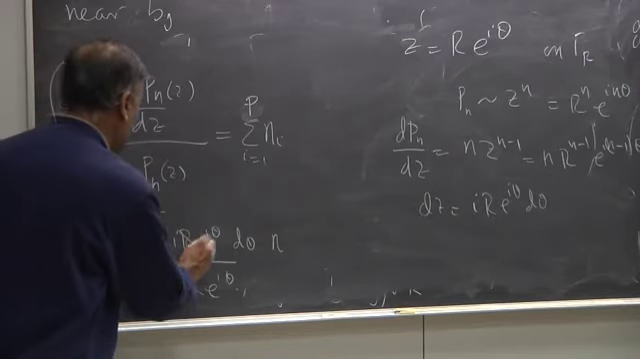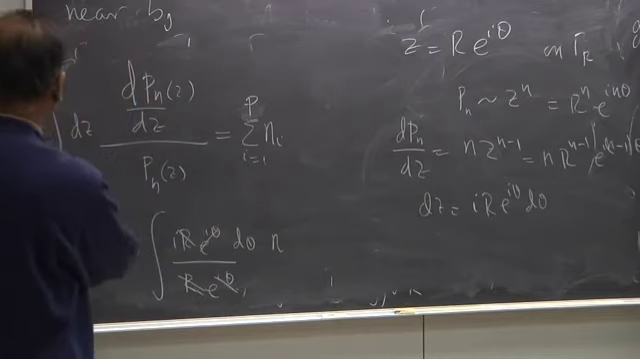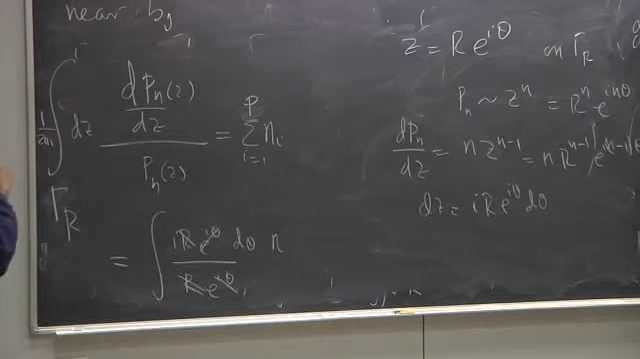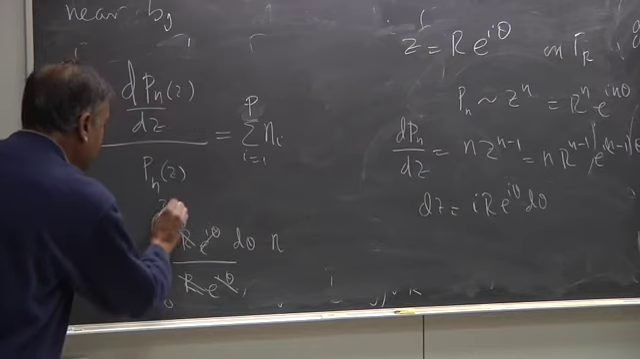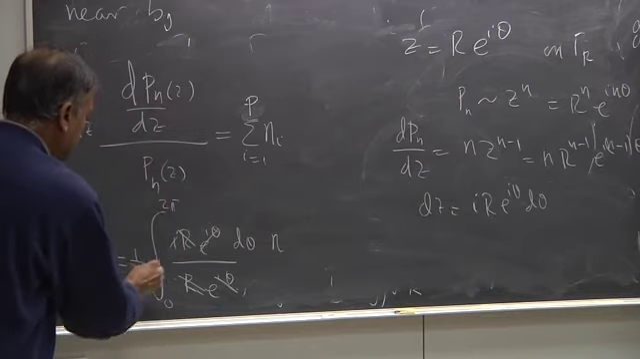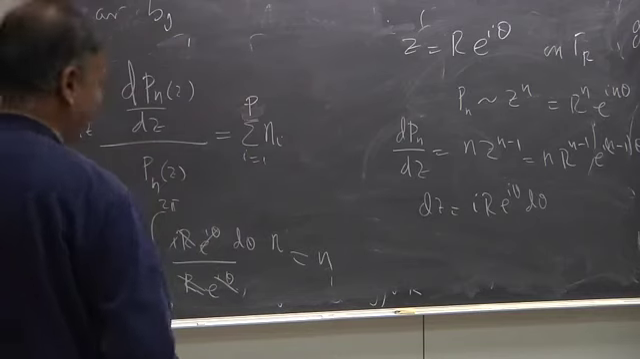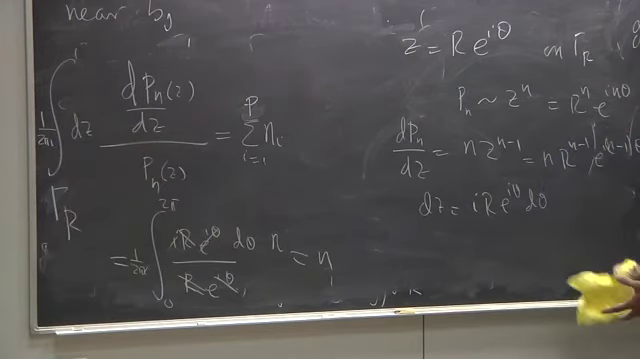So now r cancels. Let me put it: there's a 1 over 2 pi i here in that theorem. So 1 over 2 pi i, and the integral from 0 to 2 pi. So i cancels with that. The integral is simply d theta, so that's just 2 pi. 2 pi also cancels. So the result is n. Okay. So that's the final statement here.